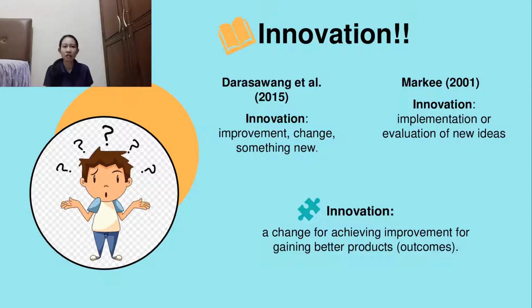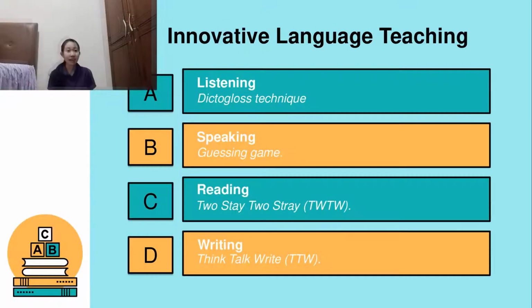Innovation in language teaching is aimed to engage students in learning activity and determine learning outcomes. Next, there are various innovative teaching strategies to teach language skills. For example, teaching listening skill using the Dictogloss technique, speaking skill by using guessing game, reading skill by using TSTS or TW, and writing skill by using think, talk, write or TTW. So for today's explanation, I will highlight one skill, which is teaching listening skill by using the Dictogloss technique.